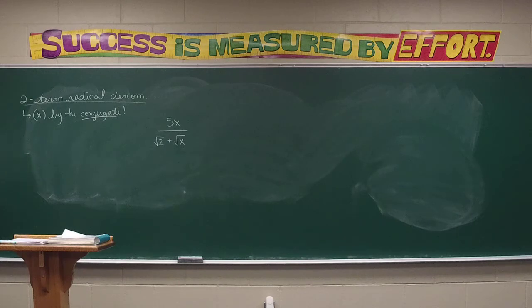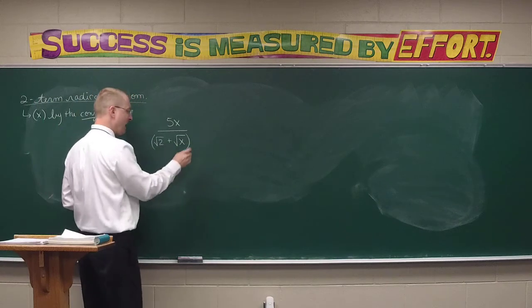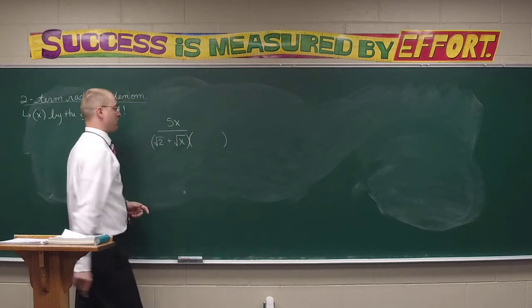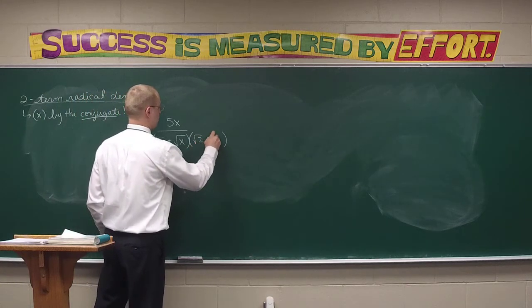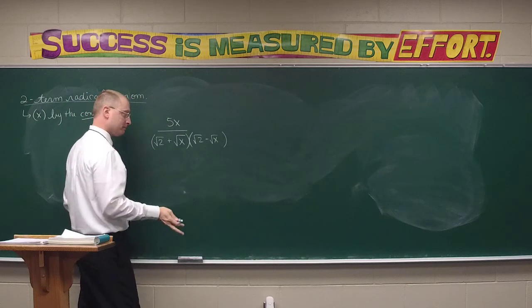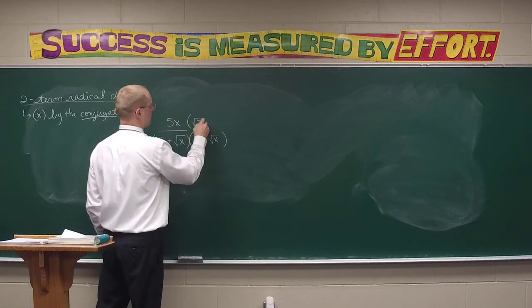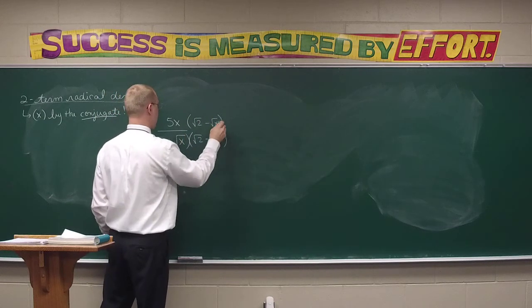And to get rid of the radicals out of the two-term radical denominator, class, we need to multiply by the conjugate. And so the conjugate of square root of 2 plus square root of x would be square root of 2 minus square root of x. But what I do to the bottom? So the top also gets multiplied by the square root of 2 minus the square root of x.